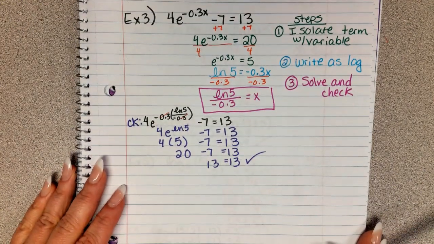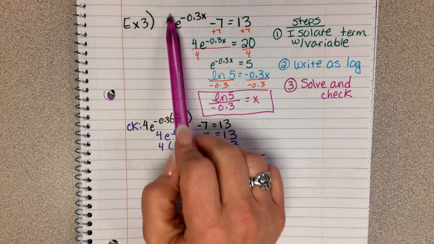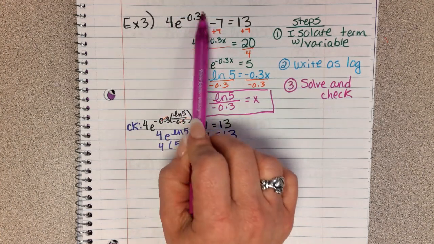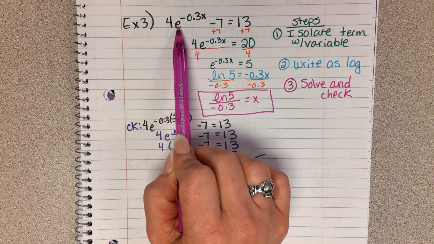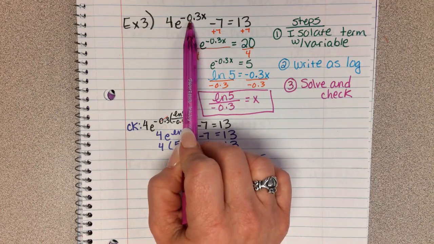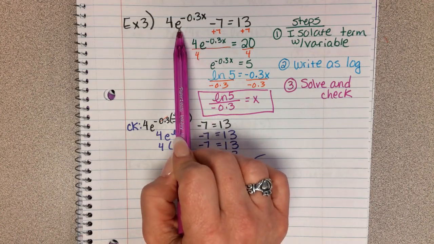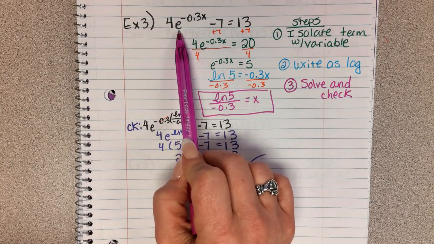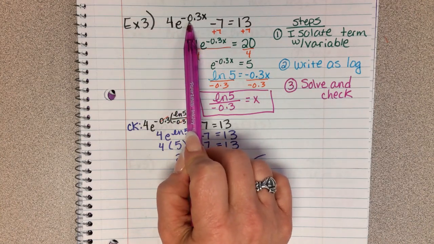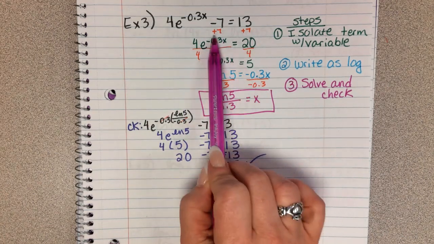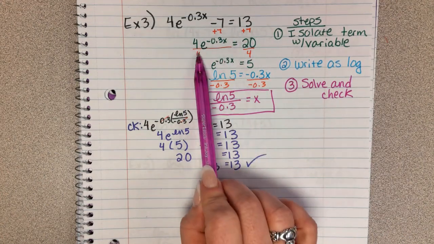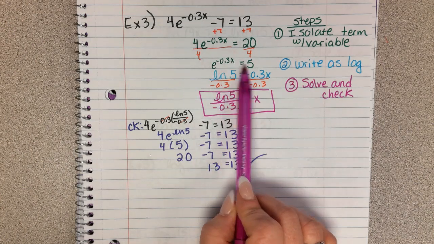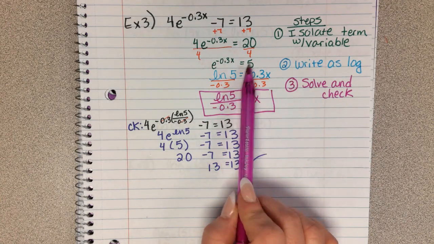In the event that your variable is in the exponent and is not isolated, you're going to want to isolate that term with the x first. So notice my x is in the exponent for e, so I need to isolate e to the power of negative 0.3x. I'm going to do that by adding 7 to both sides, and then I'm going to divide both sides by 4. So I'm left with e to the negative 0.3x is equal to 5.